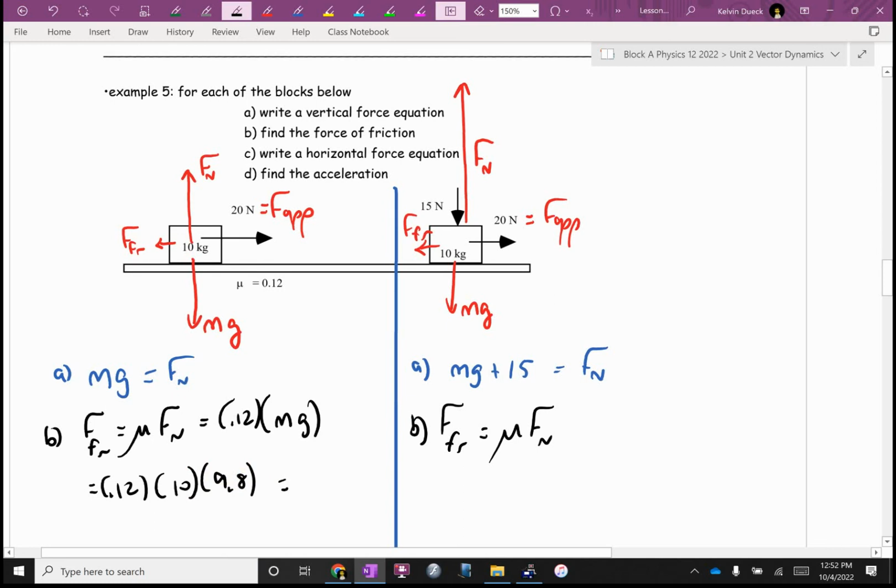Keegan, what'd you get? I can do this in my head. It's going to be 98 times 0.12. It's going to be 9.8 plus 1.96. It's going to be 10.8. I think you're going to go 11.76, I think. 11.76? Yes?